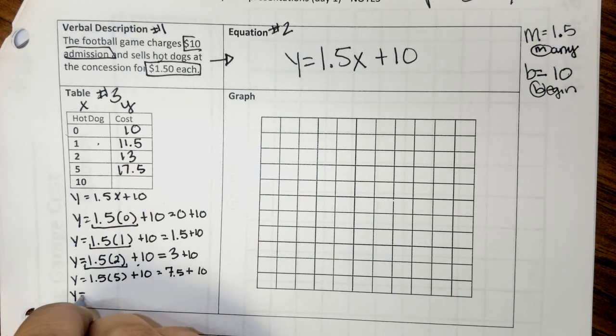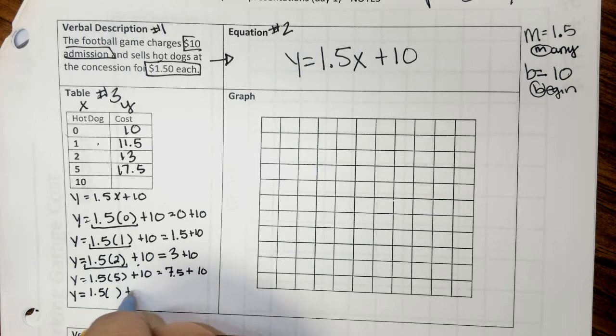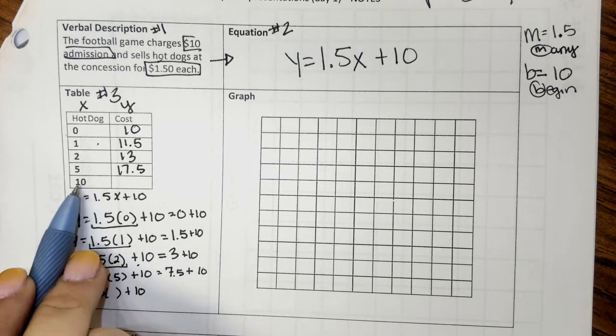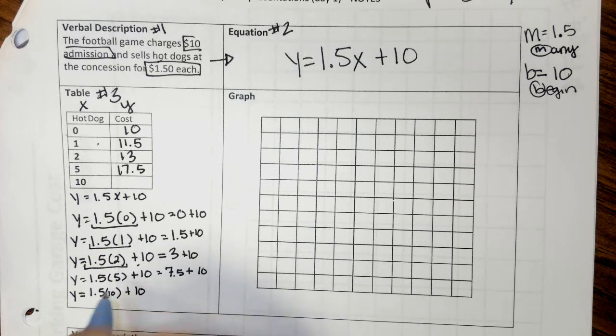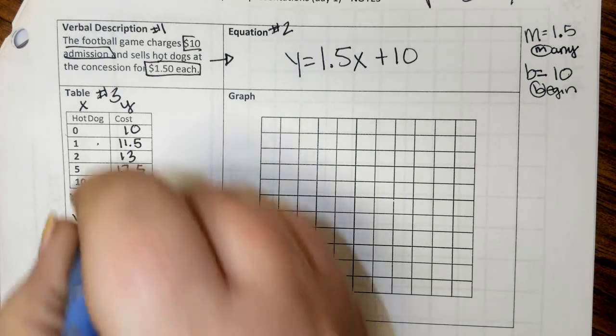Now we'll have y equals 1.5 times x plus 10. X is 10. 1.5 times 10 is 15, and 15 plus 10 is 25.